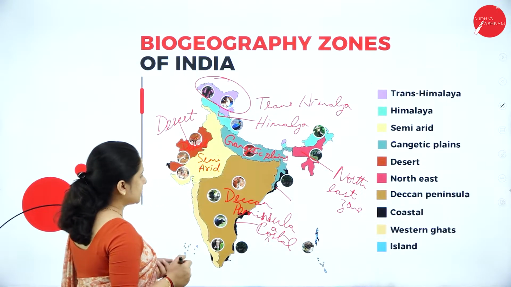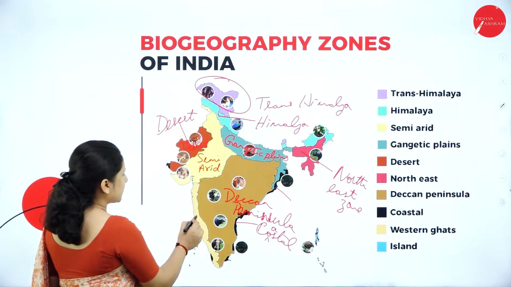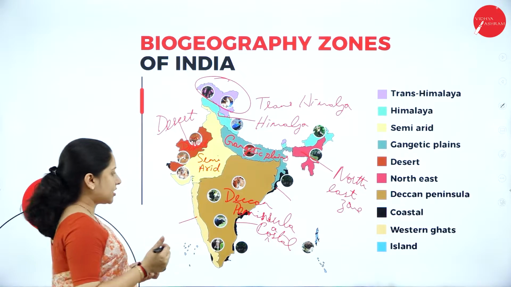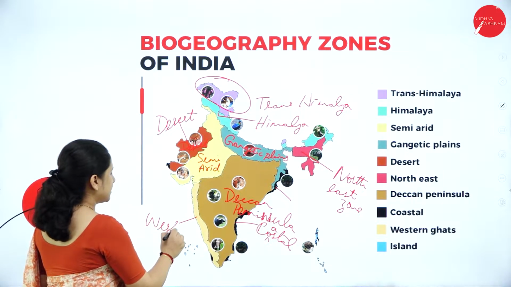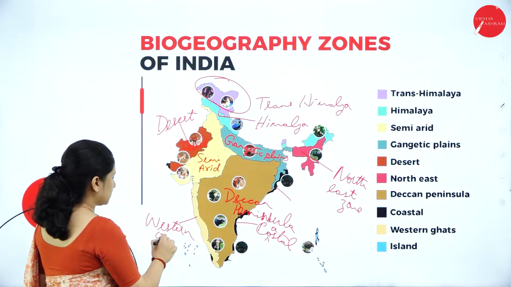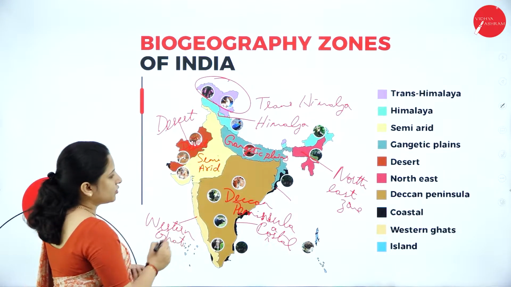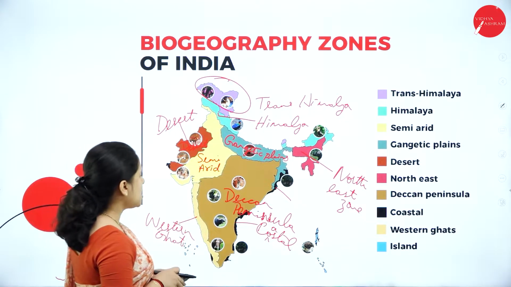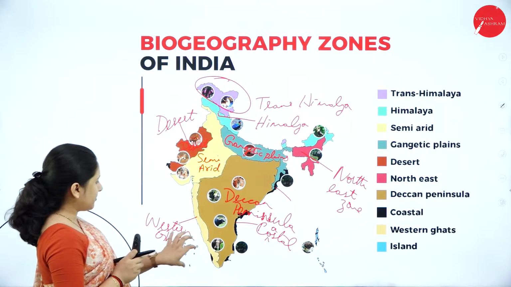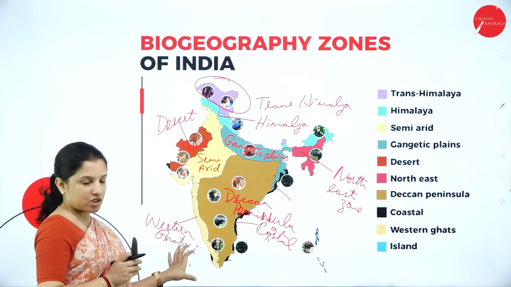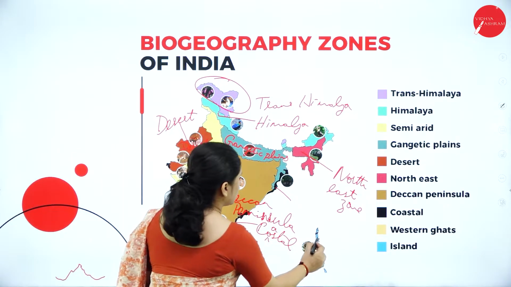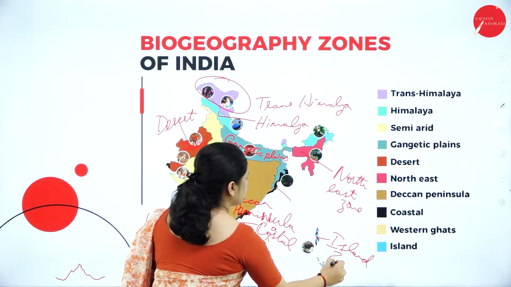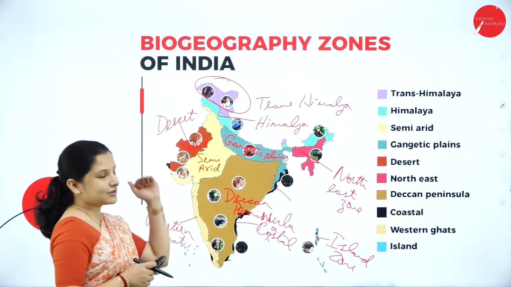Then we have the Western Ghats. So Kerala, Tamil Nadu, Karnataka, all these regions, and some parts of Maharashtra also, have the Western Ghat zone. Then comes the island zone. So for islands, we have the Lakshadweep Islands and the Andaman and Nicobar Islands. Some of the island zones are distributed here and some towards this side. So these are the 10 zones that are given.